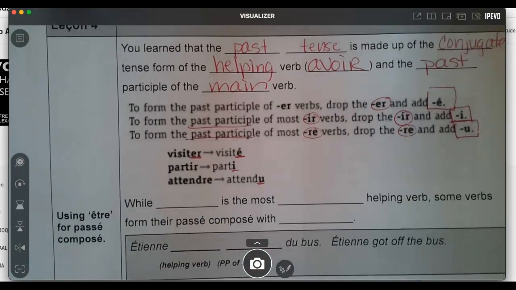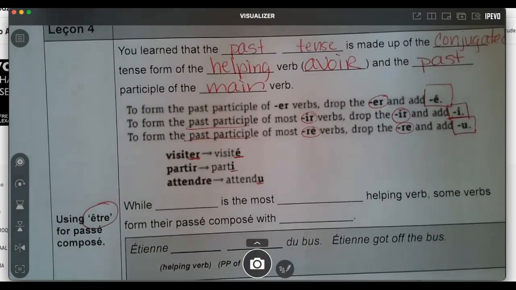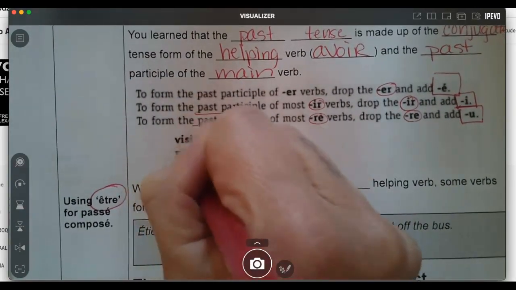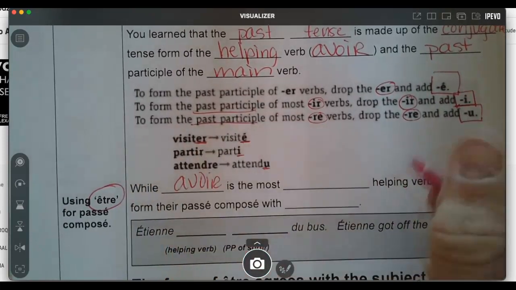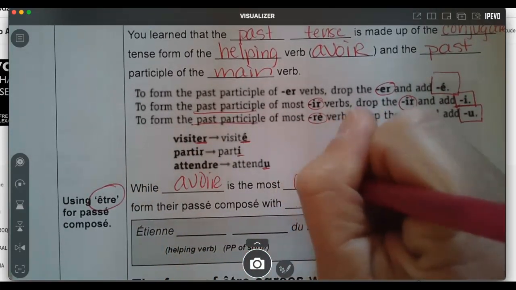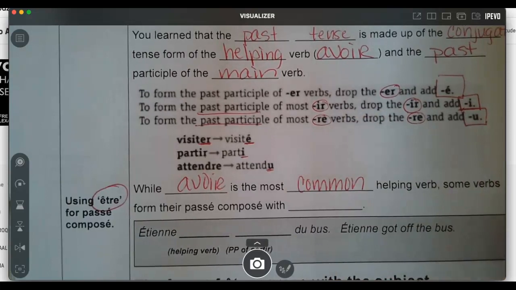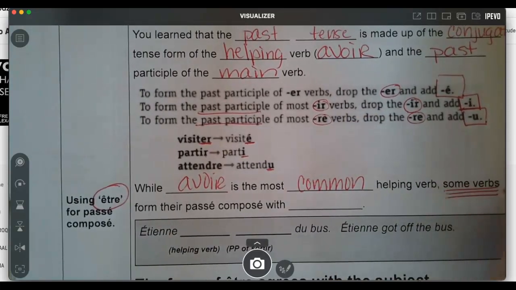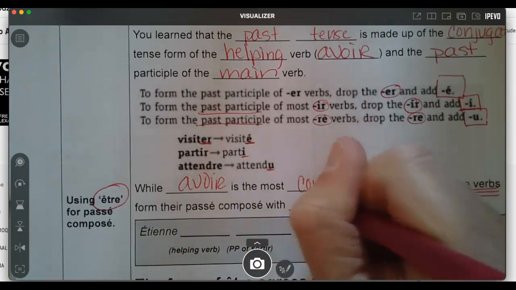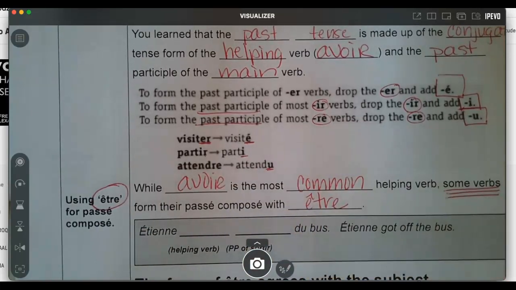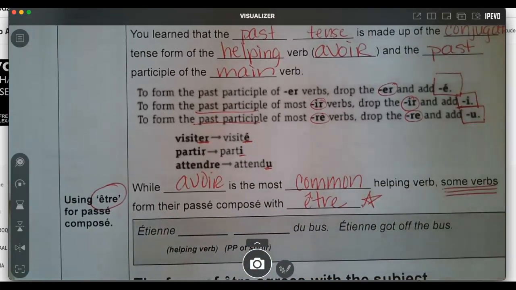Okay? So now, let's check out être. While avoir is the most common helping verb, some verbs form their passé composé with être. Okay? So that's the key here.